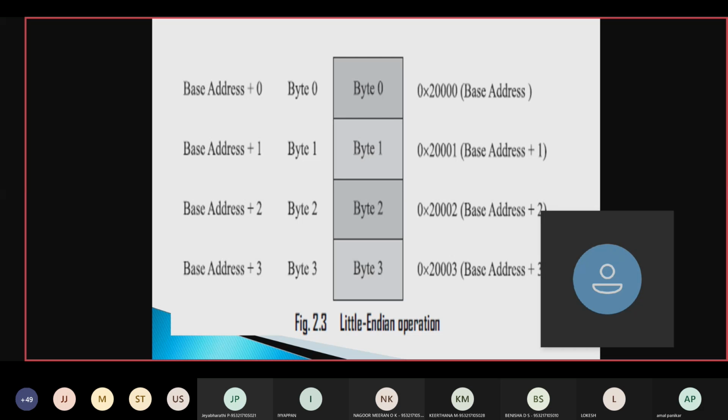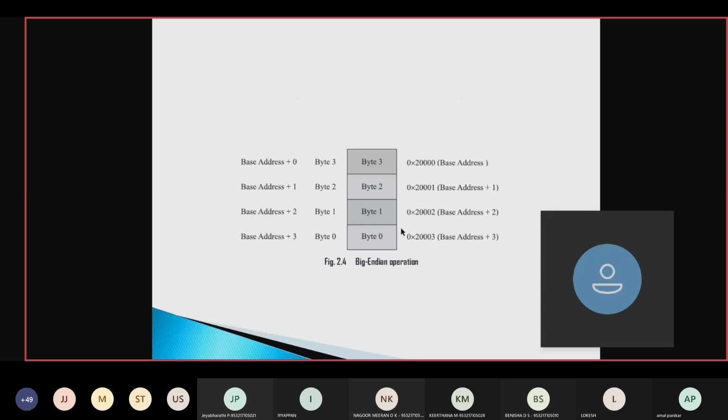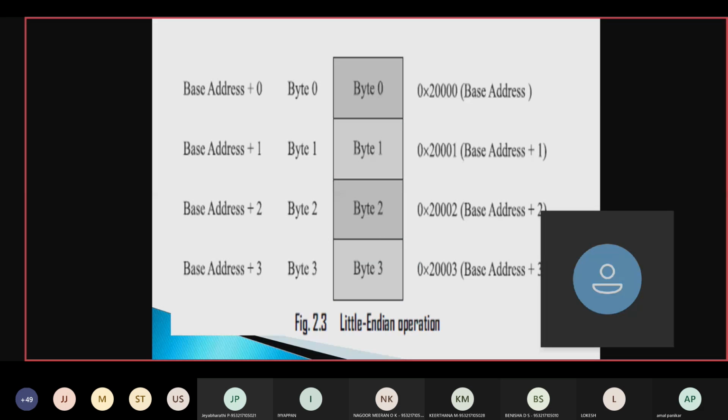So that's why. In the PPT I have given that. So byte 0, byte 1, byte 2, byte 3. In little endian, the first byte is going to be stored in the lower address, that's 2000. The second byte is going to be stored in 2001. The third byte is going to be stored in 2002. The fourth byte is going to be stored in 2003, like that.